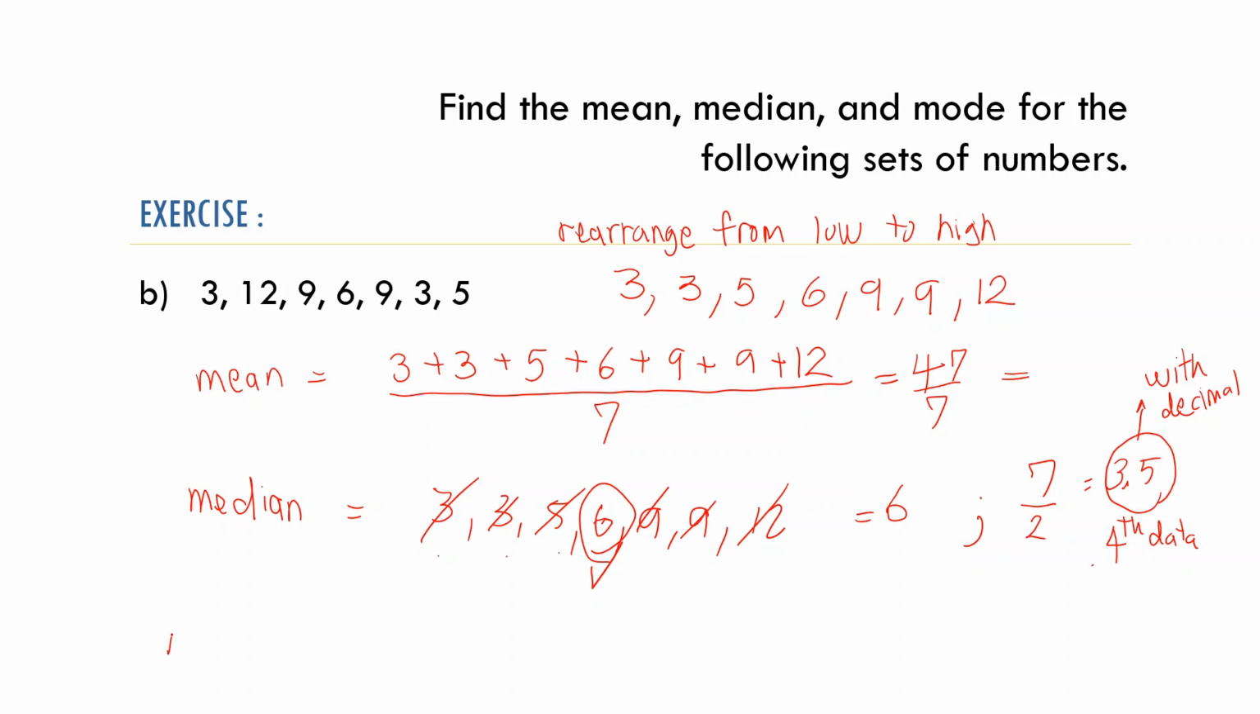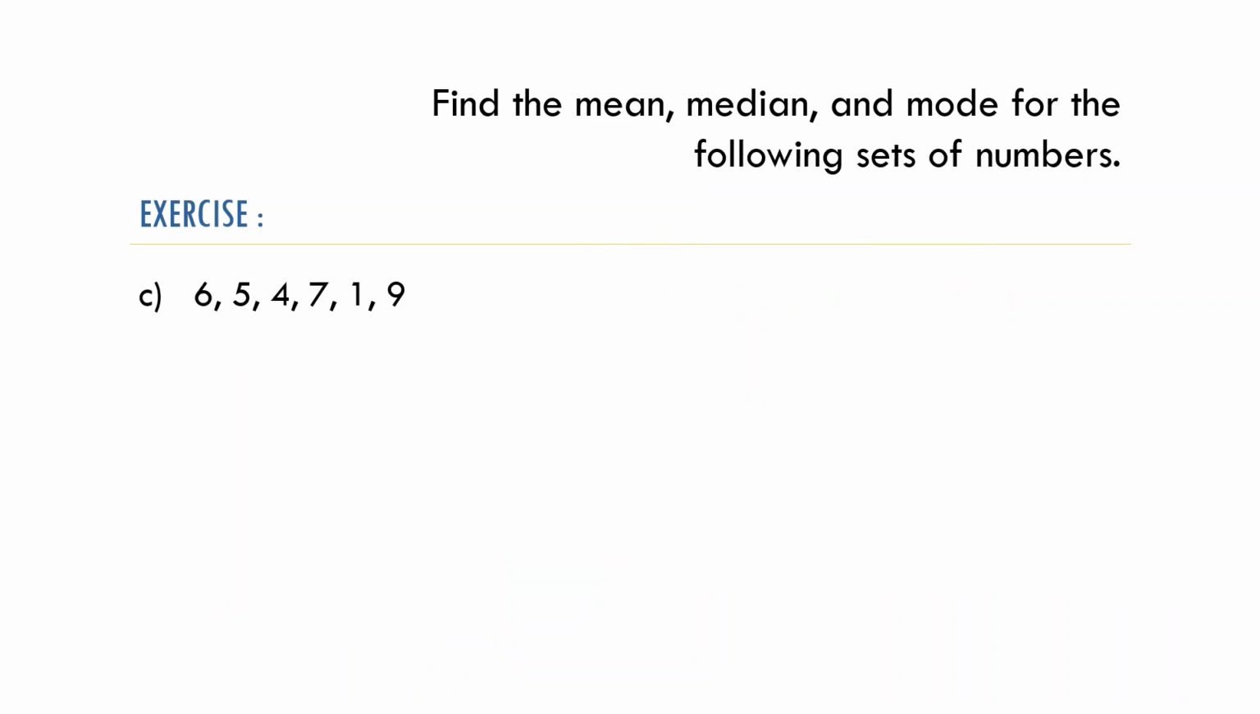And the last one is mode. It is the most frequent. So in this case we have 3 and 9, whereas 3 has 2 data and also 9 has 2 data. Alright, so now is another one.